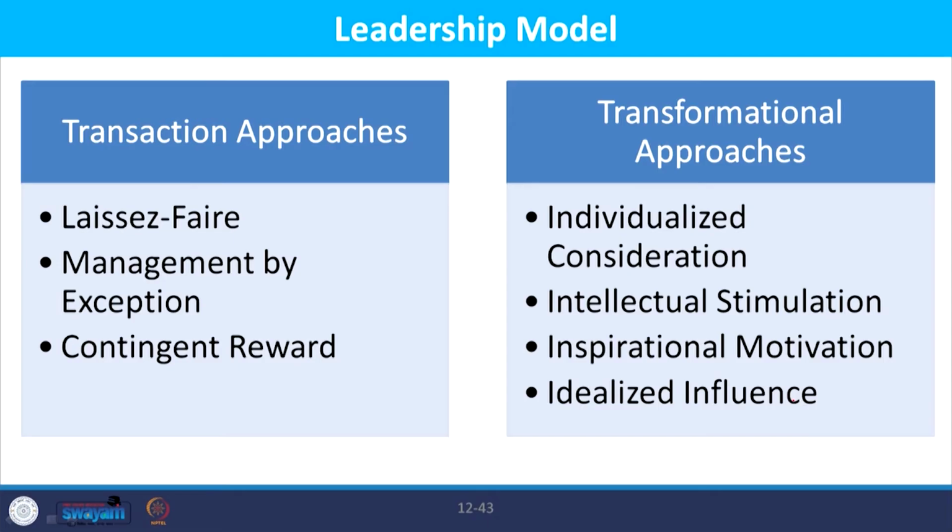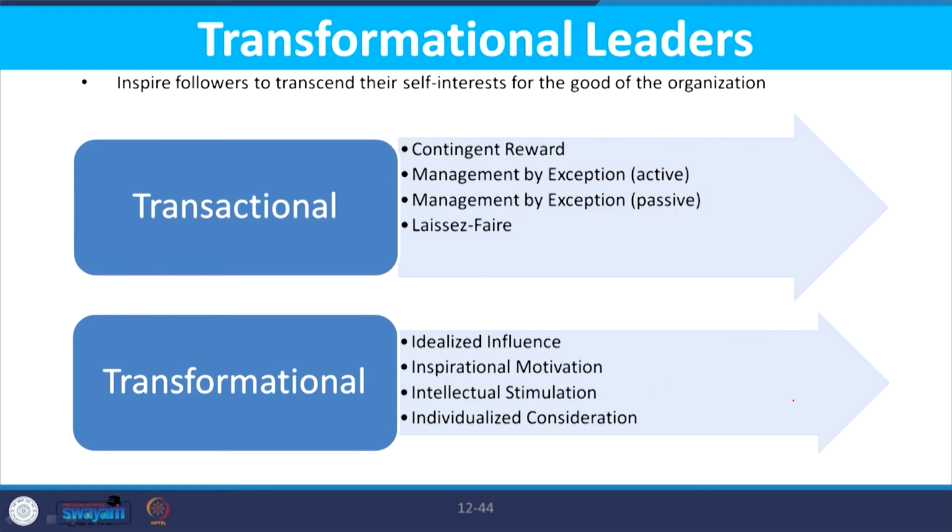The leadership model is broadly transactional and transformational approaches. Transaction, as the very name goes, is exchange of benefits. So, transactional leaders' approach is mostly laissez-faire, management by exception and contingent reward. Transformational approaches are individualized consideration. Their focus is on shaping the behavior of individuals or employees: individualized consideration, intellectual stimulation, inspirational motivation and idealized influence. Transformational leaders and transactional leaders.